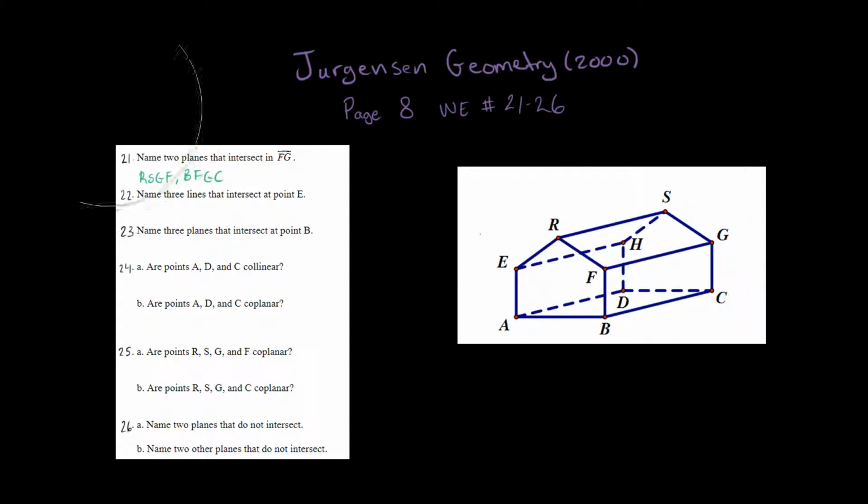Now, the next problem says, name three lines that intersect at point E. So here's point E, and let's outline what lines go to point E. I have this line right over here, this line right over here, and this line right over here. So this bottom line, we can call line AE. This line right over here we can call line HE. And this line right over here we can call line RE.